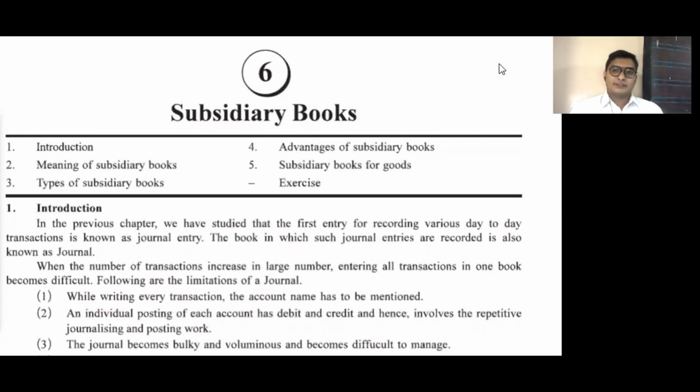In today's lecture, we are going to start a new chapter, chapter number 6, subsidiary books. We have already completed chapter 4, journal entry, and chapter 5, accounting equation, and we are moving ahead with a new chapter, subsidiary books. This is the second step of recording accounts. First step is to journalize the transaction, and second step is subsidiary books.